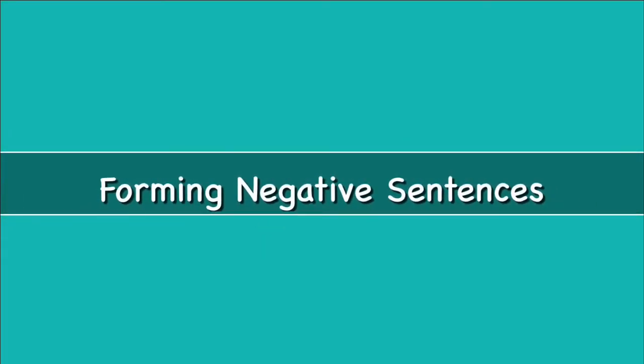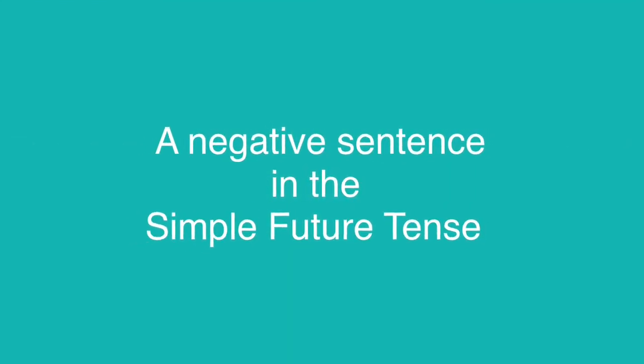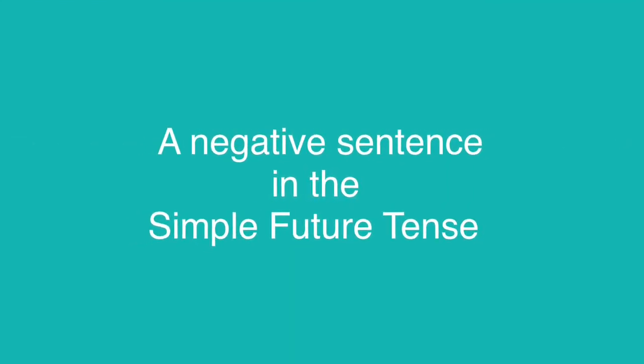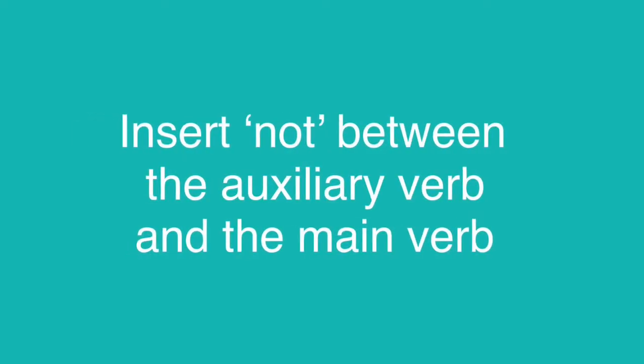Now, how to form a negative sentence in the simple future? Simple, just insert a not between the auxiliary verb and the main verb. For example, I will not go to school tomorrow.